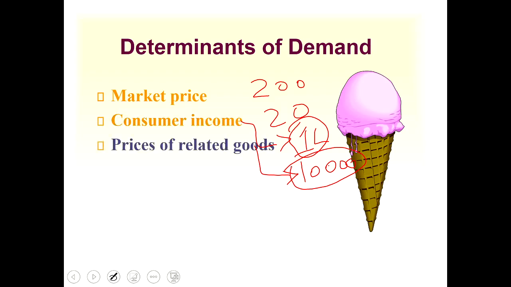After that, we have prices of related goods. What are some of the related goods to ice cream? Instead of ice cream, we can purchase a related good. If you're feeling hot, then you can eat either an ice cream that we have here, or let's say Coca-Cola or Pepsi. Apart from this, what other options do we have?